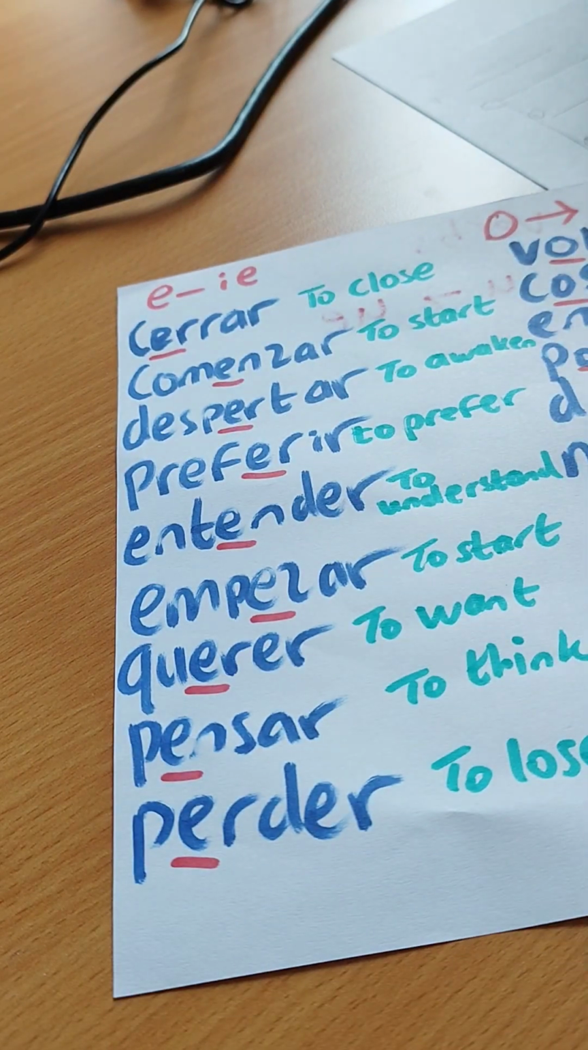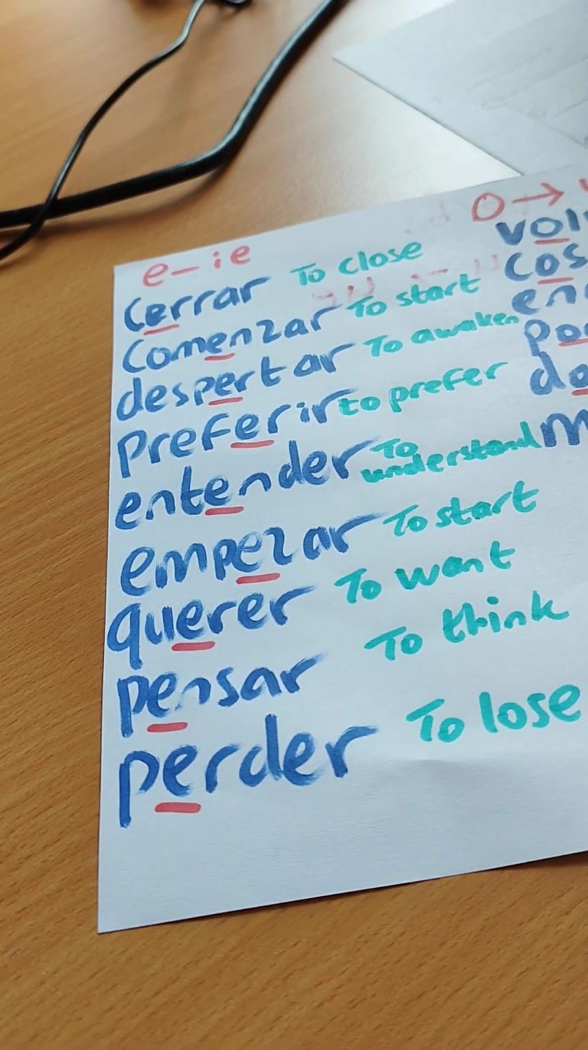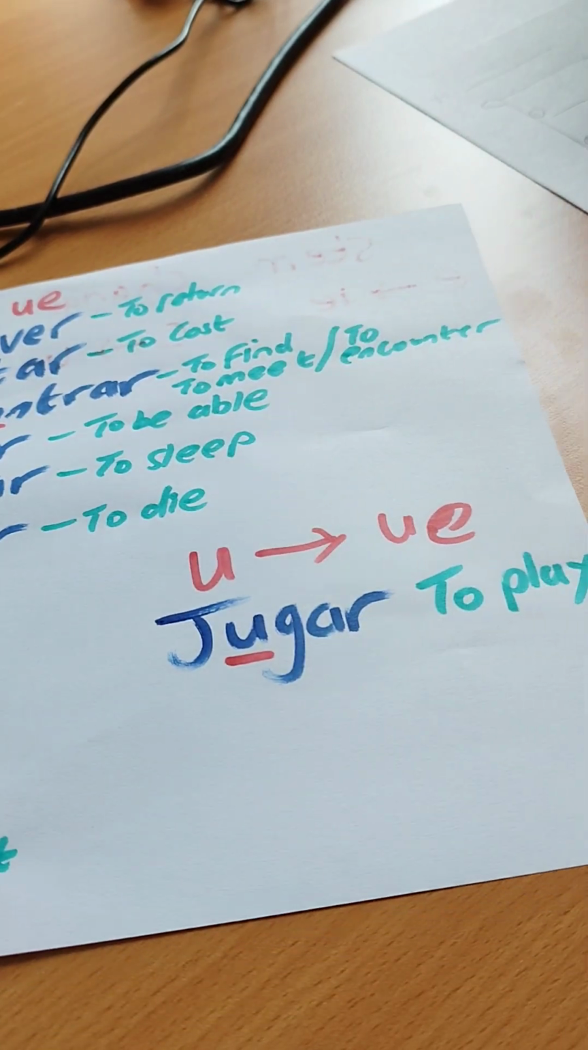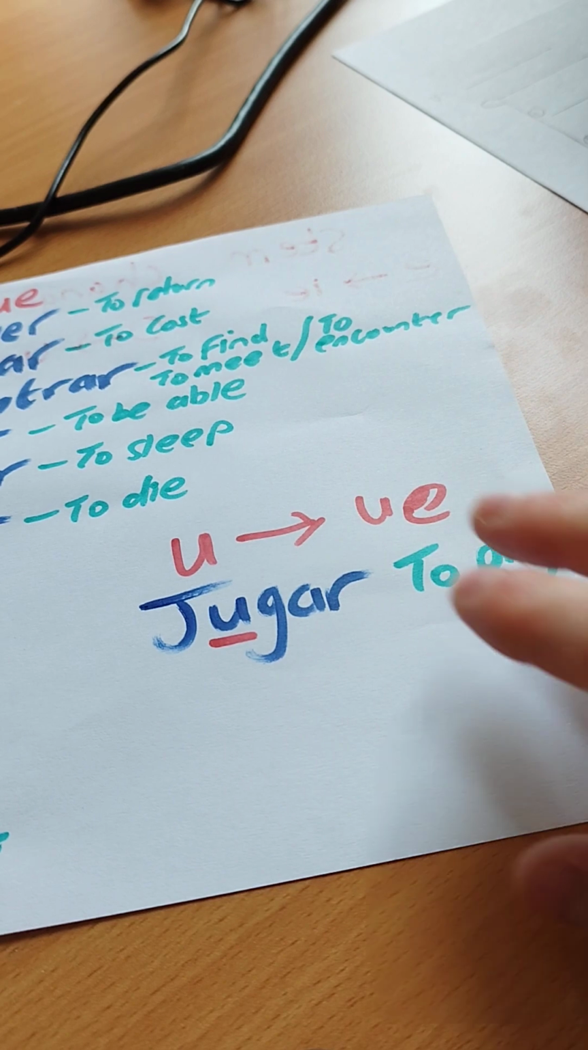As you can see, there are E to IE verbs here. There are O to UE verbs here, and then there's just one U to UE verb, which is jugar, to play, a very useful verb.